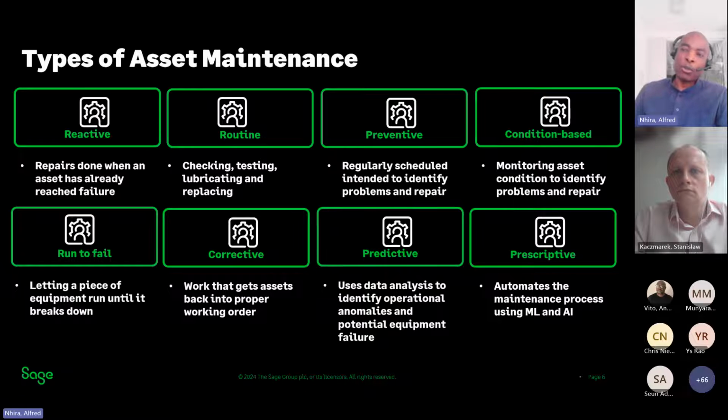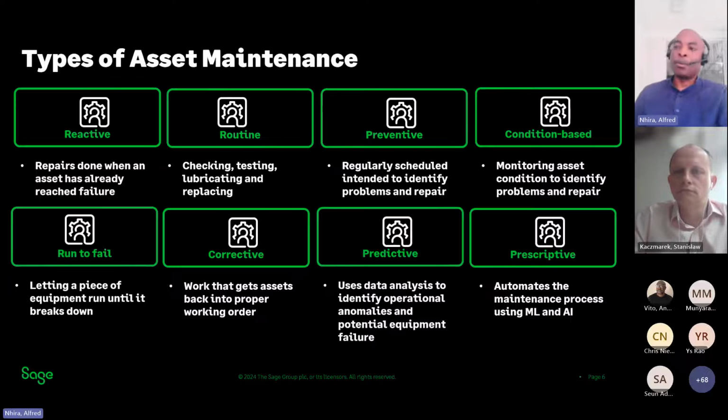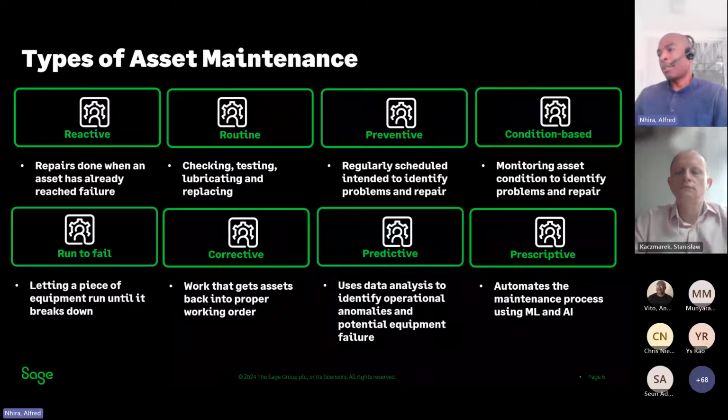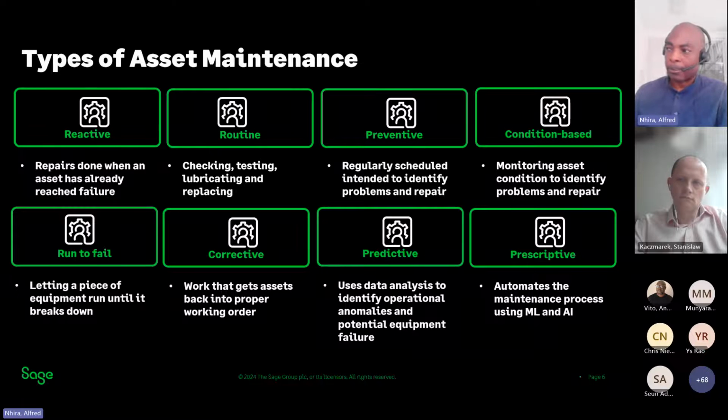Then we also have run to fail, which means you are letting a piece of equipment run until it breaks down, then you start repairing it. Followed by corrective maintenance, where work gets done to ensure that the asset gets back into proper working order. We also have predictive maintenance, which uses data analysis to identify operational anomalies and potential equipment failure. And last but not least, we have prescriptive maintenance. In this instance, the maintenance is automated using machine learning as well as artificial intelligence.